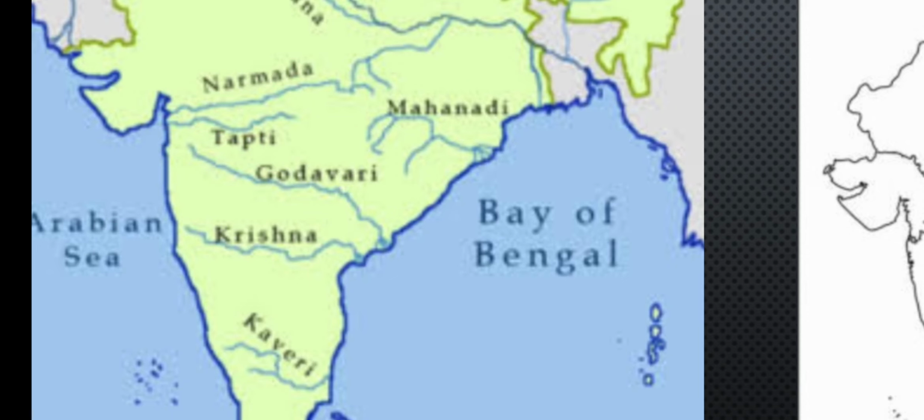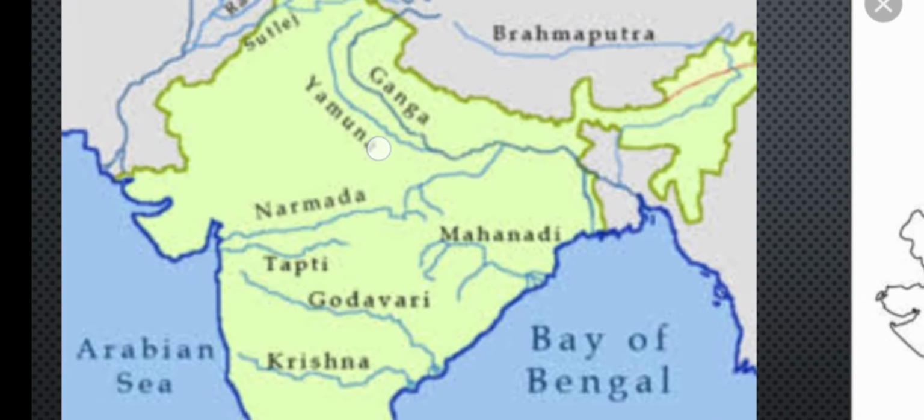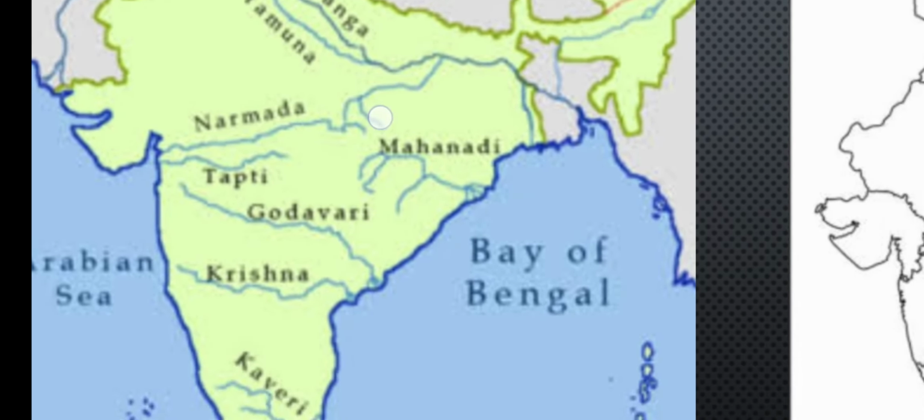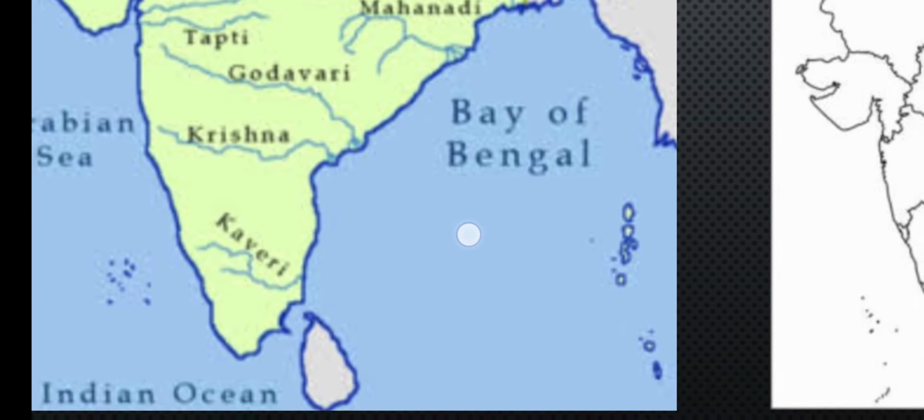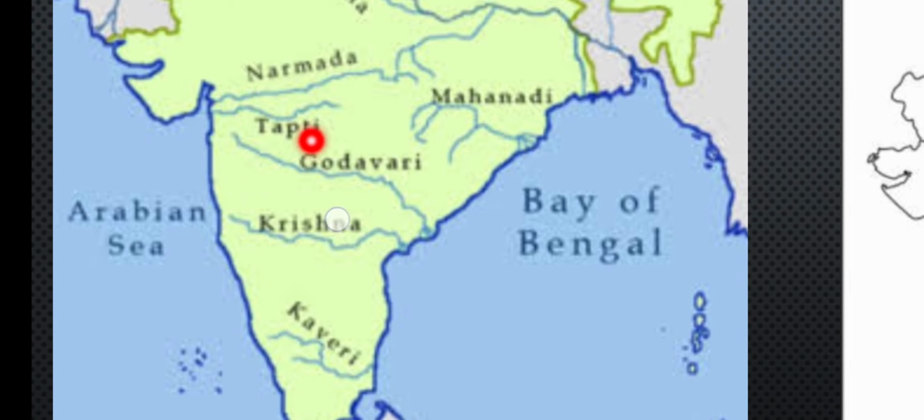The rest of the rivers in the north, you can see, are moving towards the eastern part of our country. So Narmada and Tapi, these two rivers, are the west flowing rivers of South India or peninsular India. River Narmada and river Tapi.